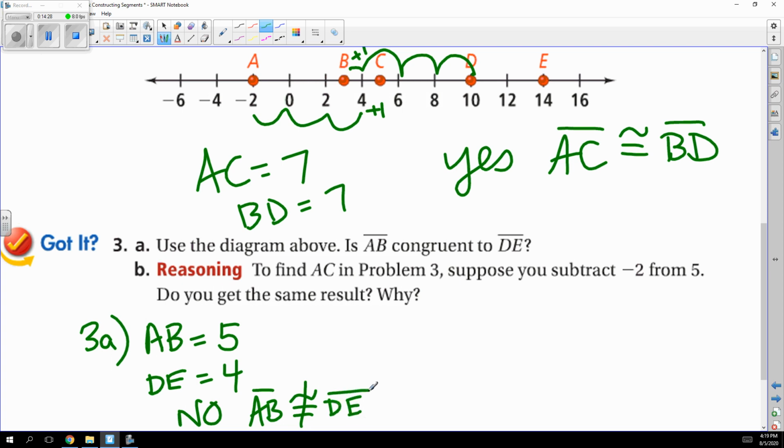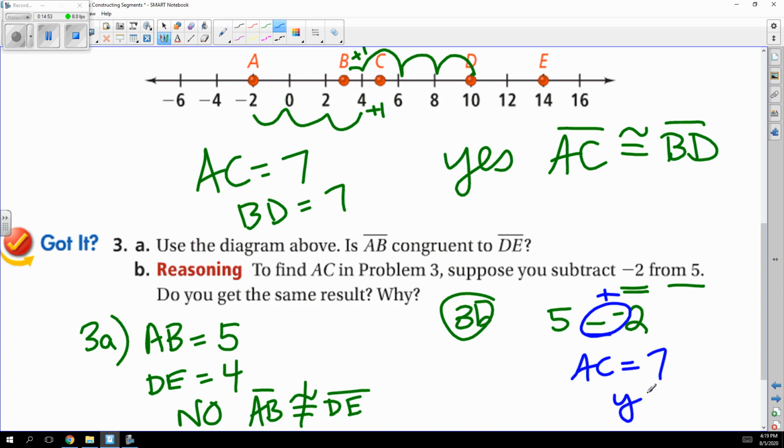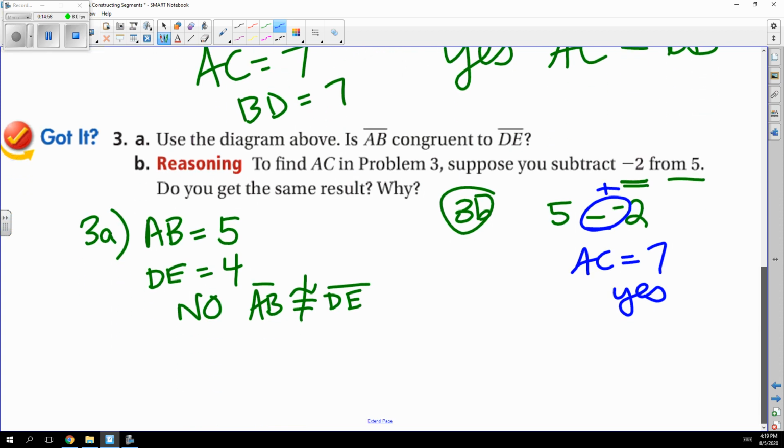And then in 3B, to find the length of AC, suppose you subtract -2 from 5, do you get the same result? So for 3B, we want to know if we subtract -2. So from 5, if we say 5 minus -2, do we get the same result for the length of AC? So if we do 5 minus -2, that would become 5 plus 2, and the length of AC would be equal to 7, so that's yes. Okay, remember that you can find the length of a segment using the absolute value of the difference between those two.